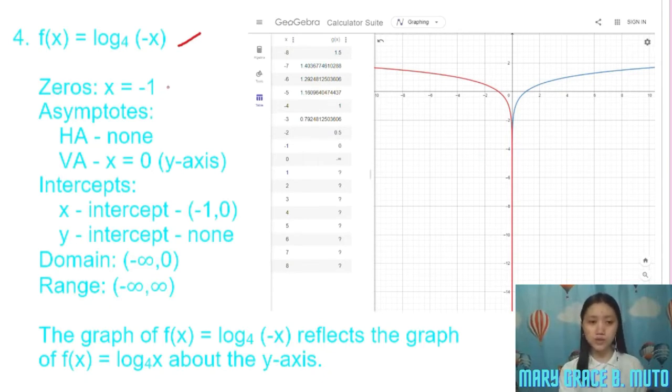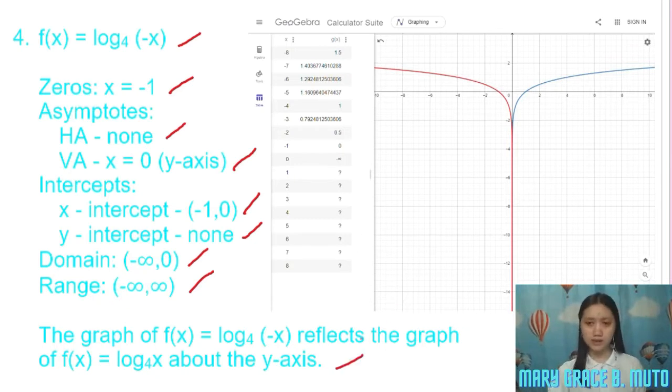So let us start with zeros, which is x equals negative 1, horizontal asymptote is none, vertical asymptote is at x equals 0, or simply the y-axis, x-intercept, negative 1, 0, and we don't have any y-intercept. For the domain, we have negative infinity to 0, and for the range, as always, negative infinity to positive infinity. For the transformation, the graph of the function f of x equals log base 4 of negative x reflects the graph of the parent function f of x equals log base 4 of x about the y-axis.